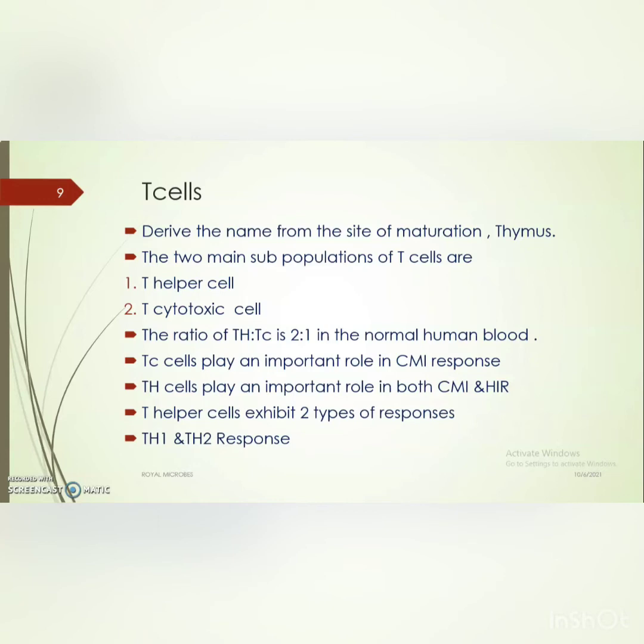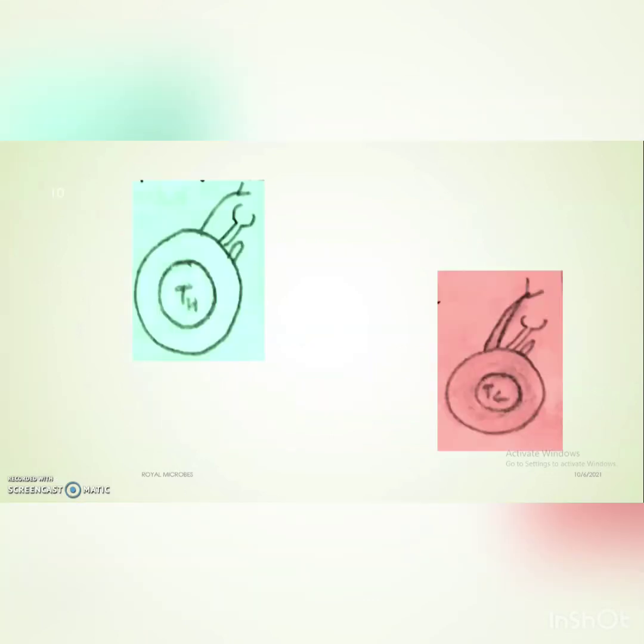TC cells play an important role in the cell-mediated immune response. The helper cells play an important role in both humoral and cell-mediated immune responses, and helper cells are capable of exhibiting two types of immune responses: the T helper 1 response and the T helper 2 response. This is a T helper cell and this is a T cytotoxic cell.